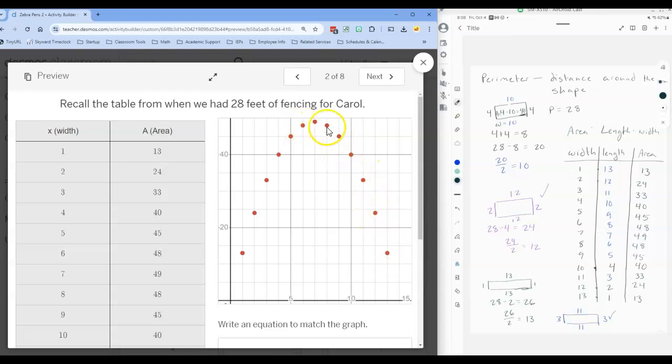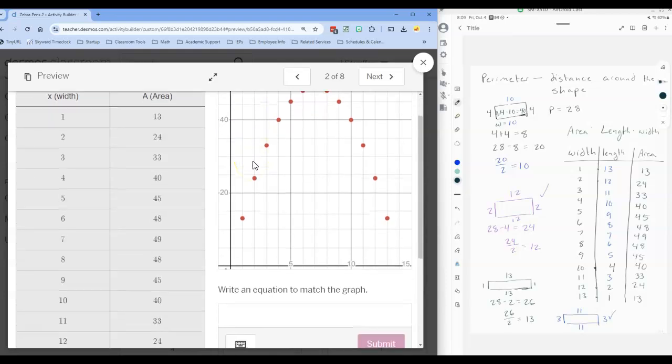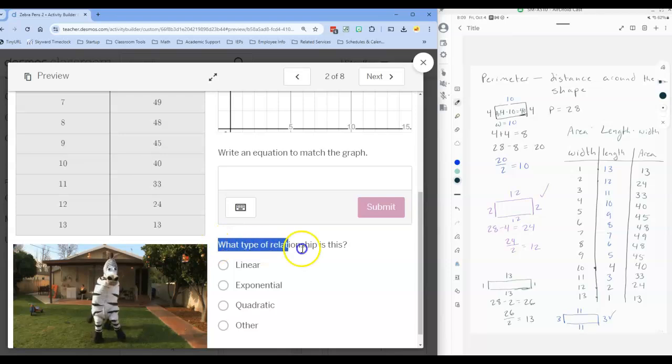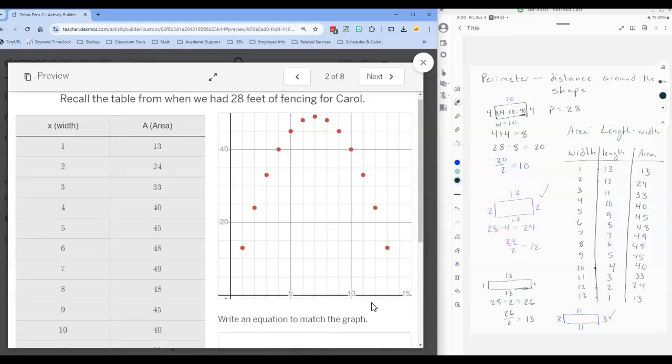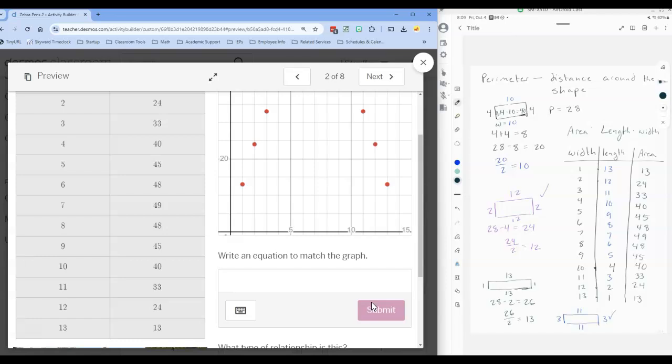We made that definition before. A parabola is sort of like a hill, or sometimes you'll see it like a U, where it's flipped over. Parabolas are always associated with quadratic. So down below, what type of relationship is this? We would answer quadratic, because we see a parabola on the graph. And the trickiest part on this problem is to figure out what the equation is. It always seems to be the trickiest part.